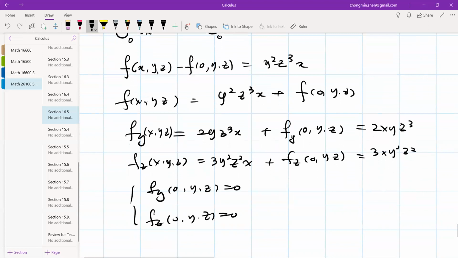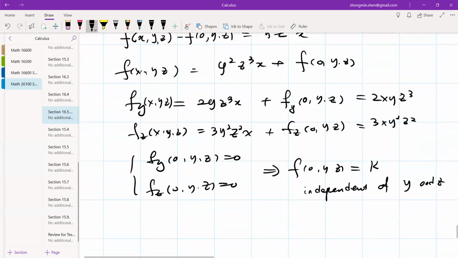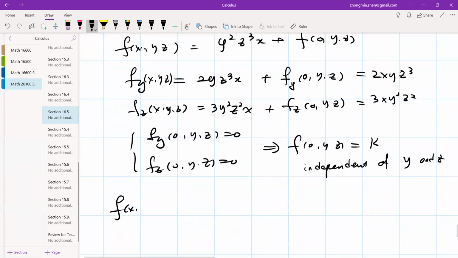So clearly the partial derivative with respect to y is 0, and that implies the function of y and z is a constant independent of y and z. So we finally get the answer. That is going to be x y squared z cubed plus any constant k.